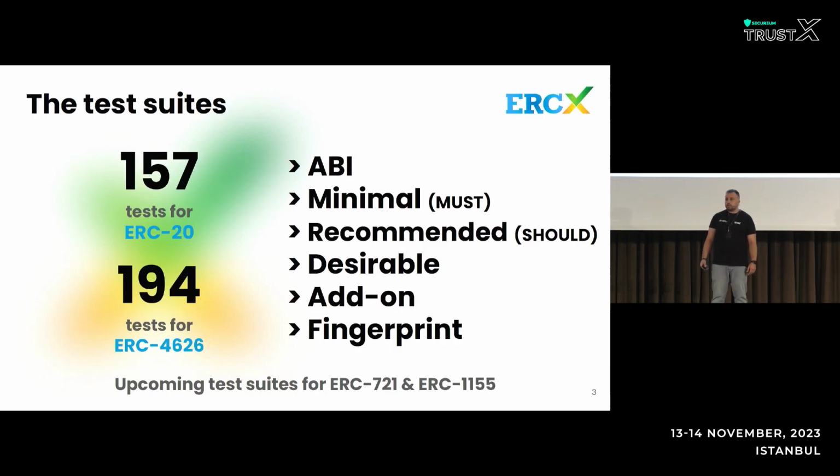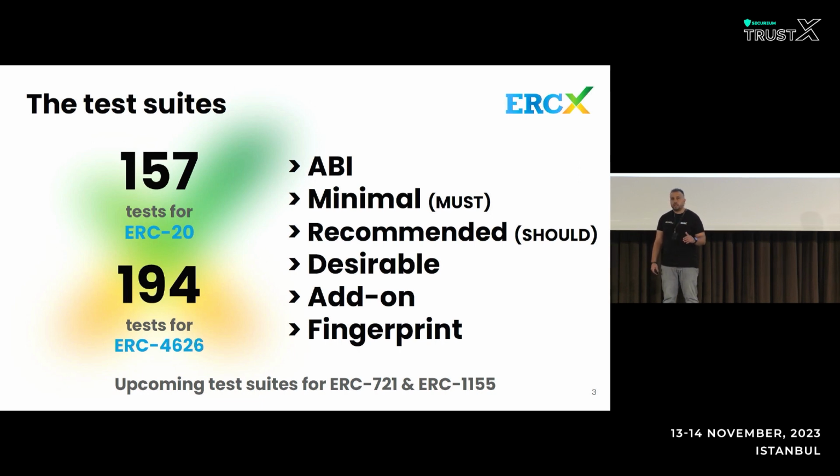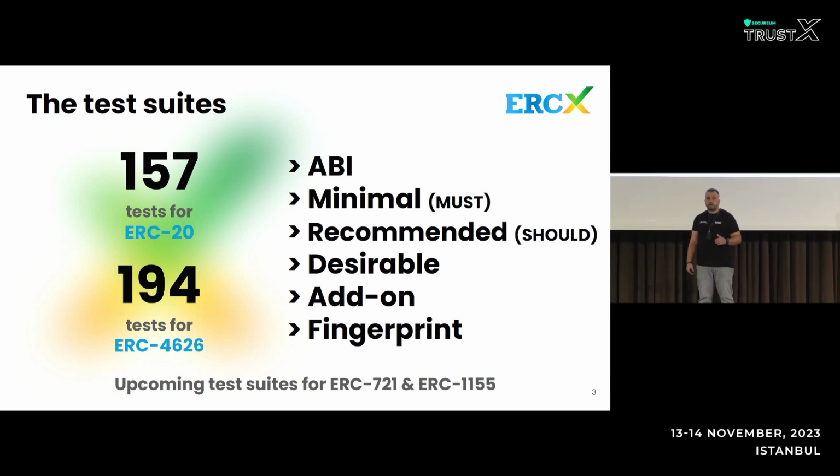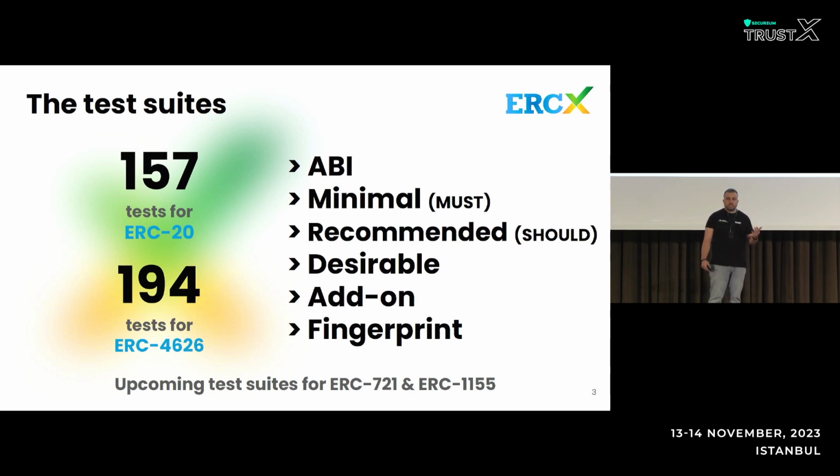About our test suites, we have released so far two public test suites, one for ERC-20 and one for ERC-626, with 157 tests and 194 tests, respectively. We have structured our test suite into different levels that correspond to different levels of requirements with respect to the standards. At the lowest level, you have the ABI test, which consists of syntactic checks and checks about modifiers of functions, up to the minimal and recommended, which represent obligations and recommendations from the standard.